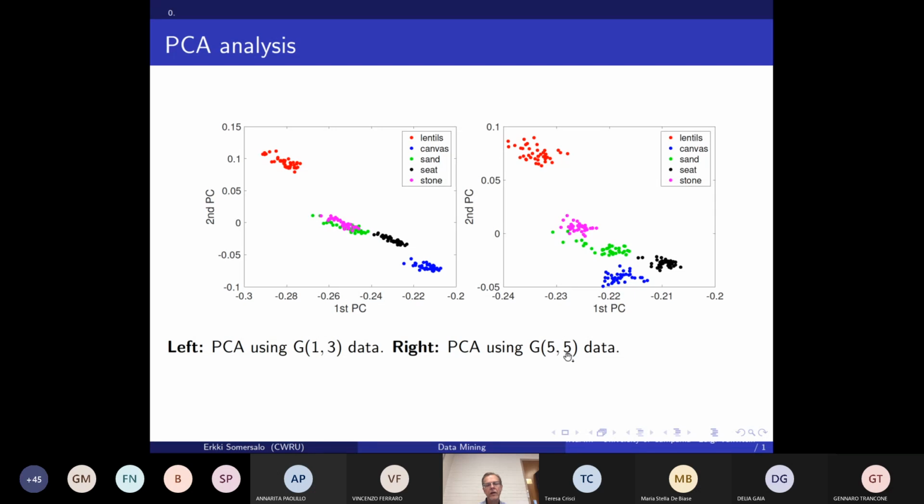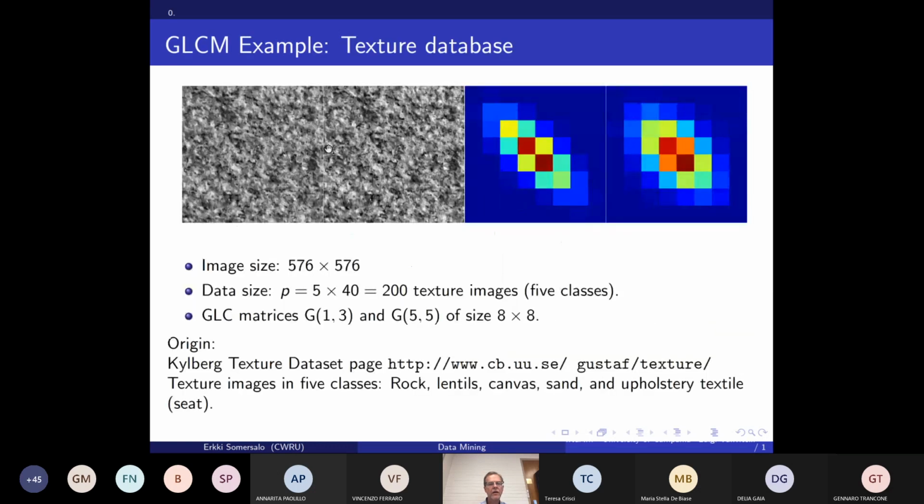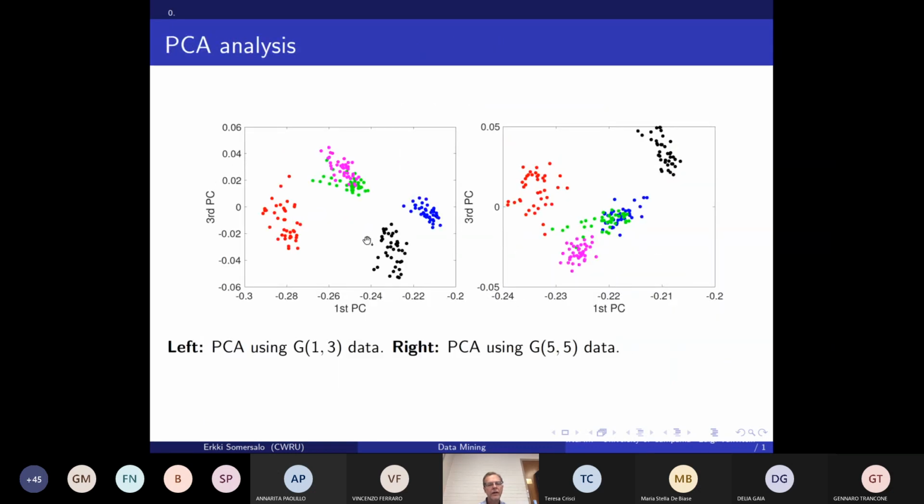I take the same data set, but then I'm calculating the 5, 5 offset grayscale co-occurrence matrix. And now you see that I have more separation. So lentils are always separated neatly. And so now I start to see a split between the seed, sand, and stone. So the sand and stone, they are the ones which seem to be sort of closest to each other. So this is sand, and this is stone. So you see, even visually, they are kind of close to each other.